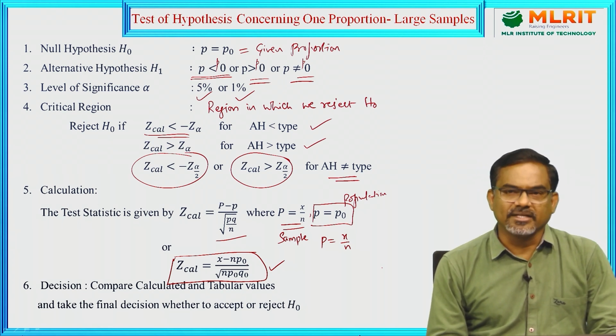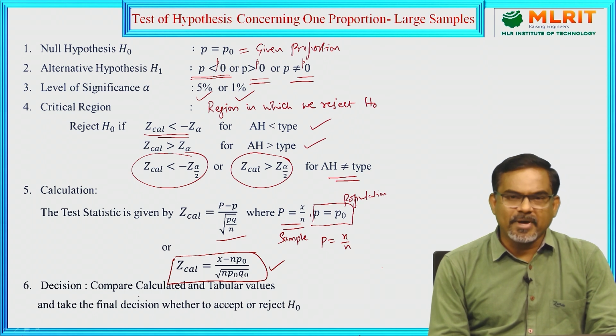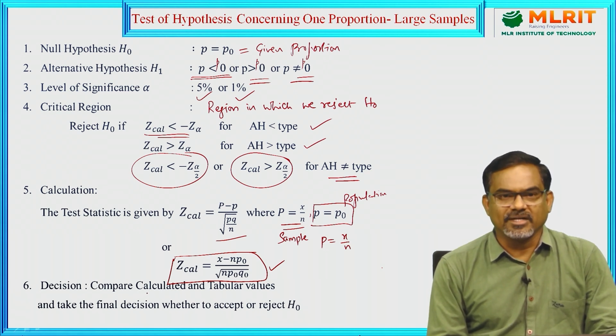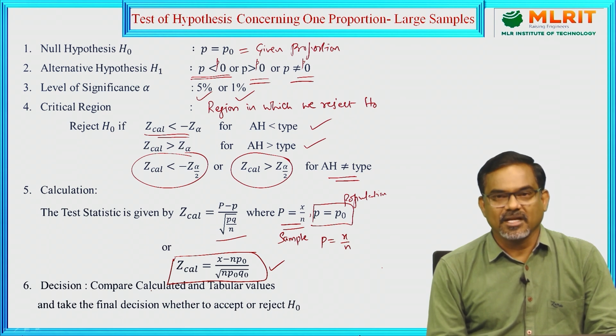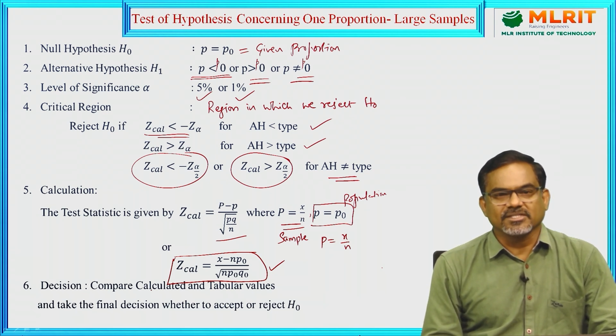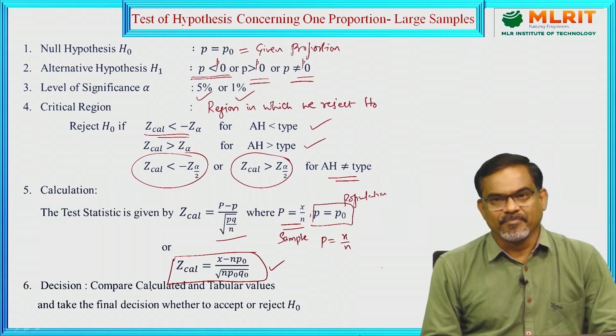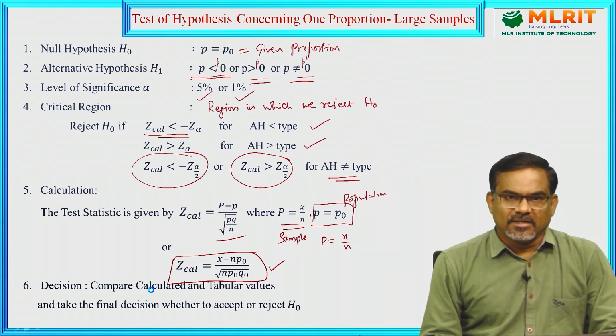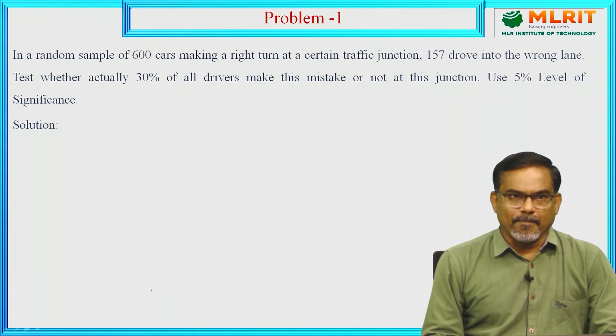After calculating Z value, let us compare this value with the tabular value and take the final decision whether to accept the null hypothesis or to reject the null hypothesis. So, these are the steps involved in testing of hypothesis concerning one proportion for large samples. Now, let us discuss an example on the same.